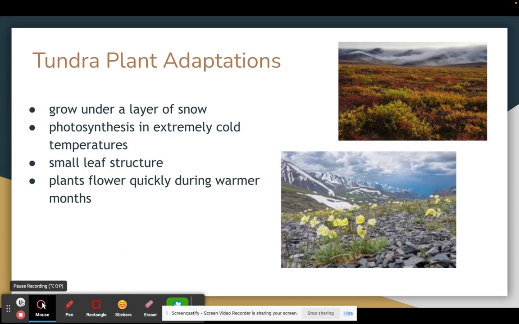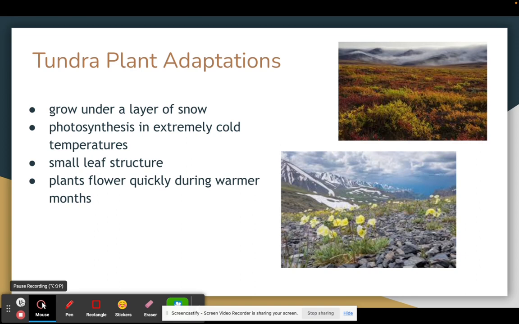Because this is quite a harsh environment, the plants have had to develop some adaptations in order to survive in this region. Many plants, especially in our biome, do not sprout or grow until the snow has completely melted and the ground has thawed. However, the plants in the tundra will actually start to grow underneath a layer of snow, and they will do photosynthesis in extremely cold temperatures, which plants in other biomes normally won't do. It just requires a lot of energy.